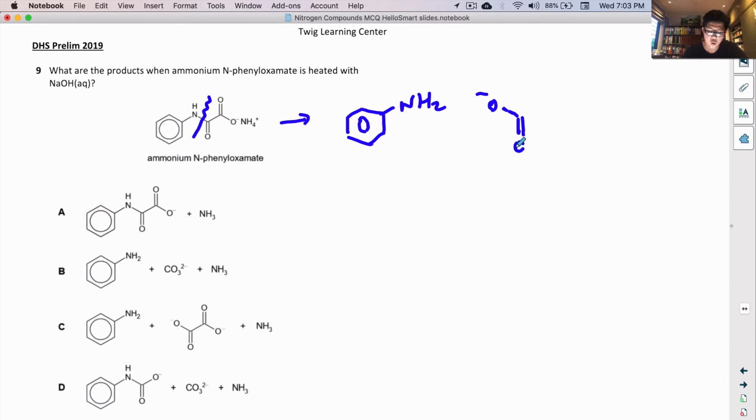So double bond O, O minus. Okay, so this is it. There's ammonia, but it's supposed to have ammonium. Because the solution is basic, ammonium will lose a H plus and you end up getting ammonia. So I believe the answer here should be C.